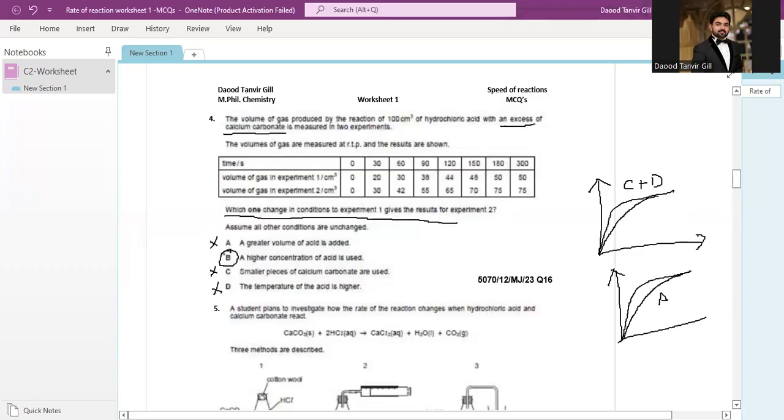Option B is correct, because this will definitely increase the moles of the acid, and we will get a higher amount of gas. So B is correct. Let's move towards question number 5.